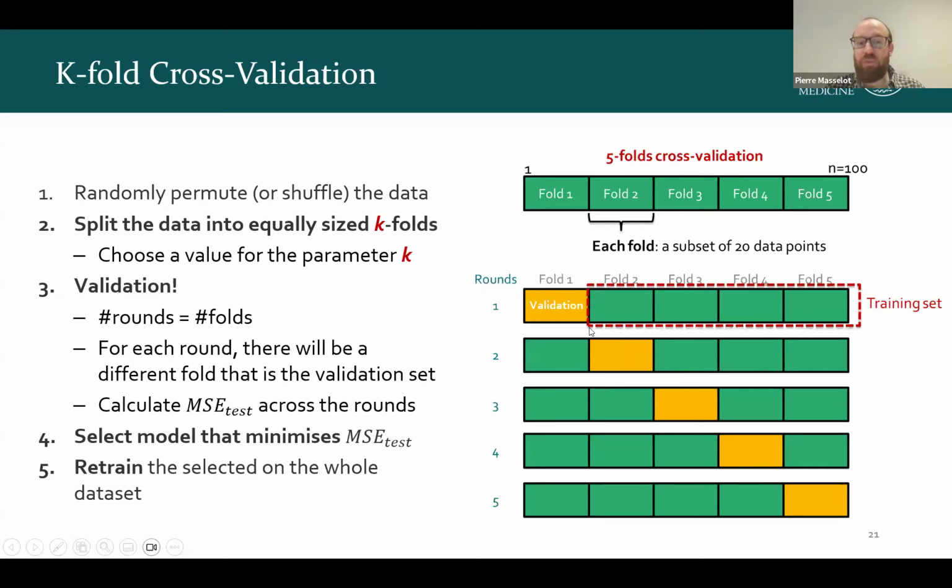You end up with 5 values of MSE test, and your final estimation, your final criterion, is the average of these 5 values of MSE test, and then you select the model that minimizes this MSE test. Usually once you've selected this model, you retrain this selected model on the whole data set, because here really the idea is to select the best model.